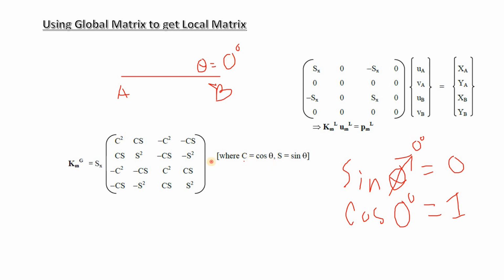C here stands for cos theta, S stands for sine theta. So sine theta is 0 and cos theta is 1, in this case, when theta is equal to 0 when it is in local axis. That means this value is going to be 1, this value is going to be 0, this value is going to be negative 1, this value is going to be 0. This value is going to be 0 because there's S. This value is going to be 0, this value is going to be negative 1, this value is going to be 0, this value is going to be positive 1, and the rest are 0.